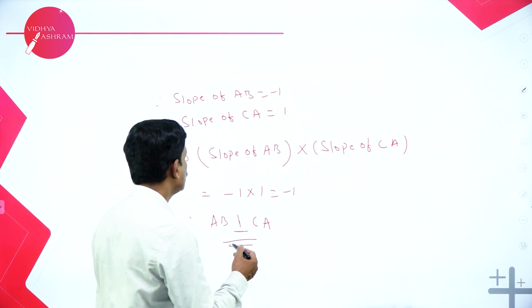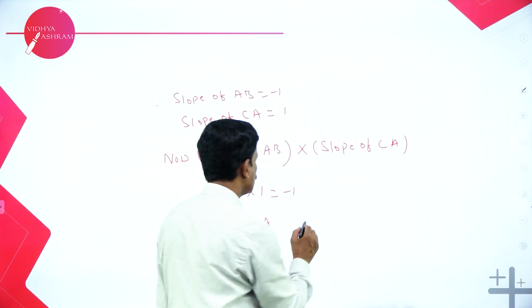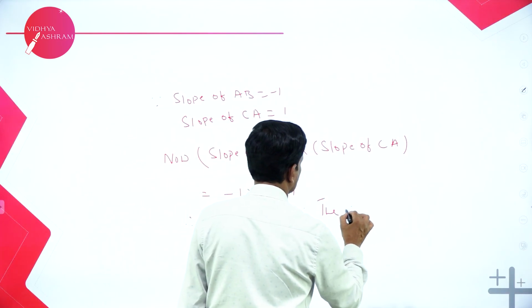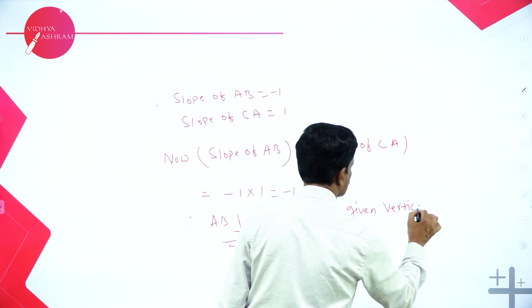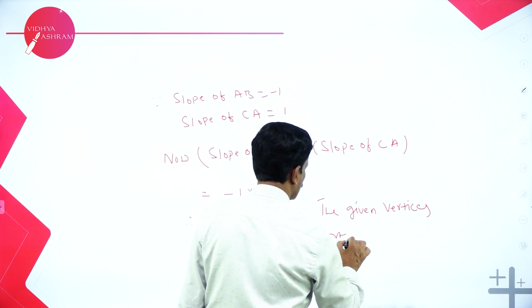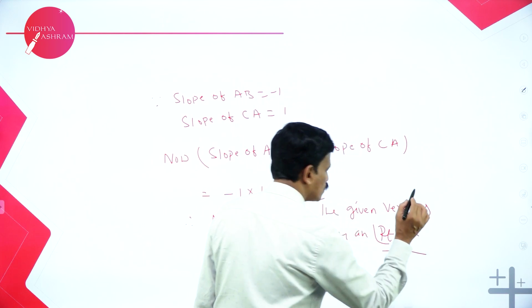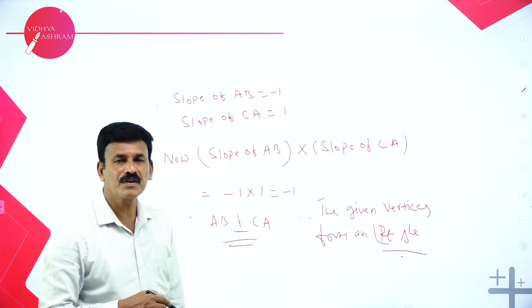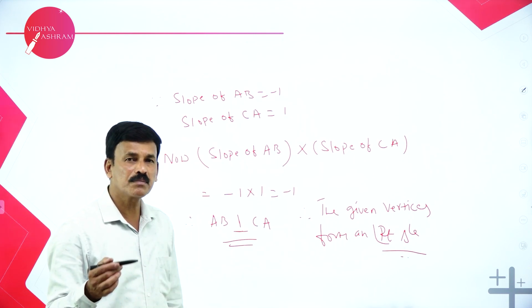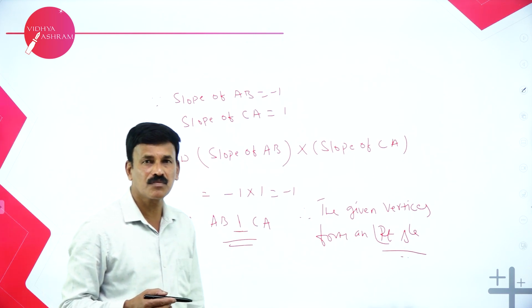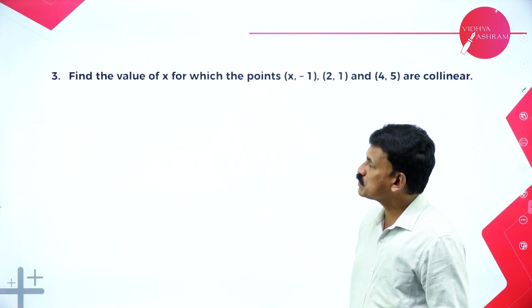So, therefore, the given vertices form a right angle triangle. That's all. This is how we verify a right angle triangle: if the product of slopes is equal to minus 1, meaning the lines are perpendicular, then the vertices form a right angle triangle. Okay, now move on to the next problem.